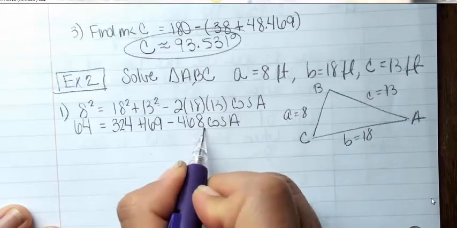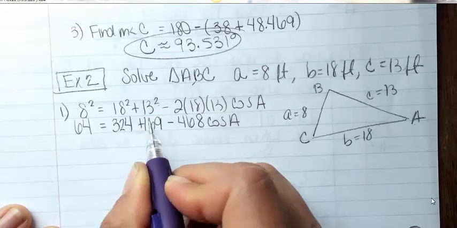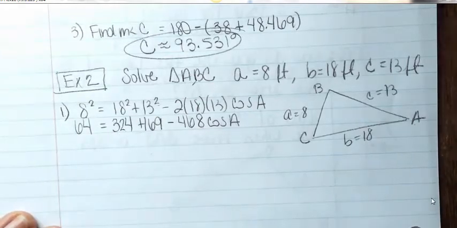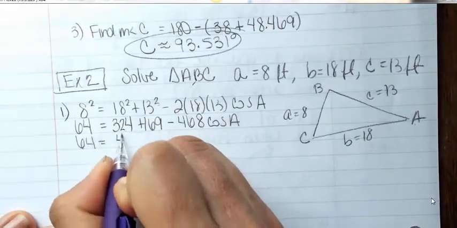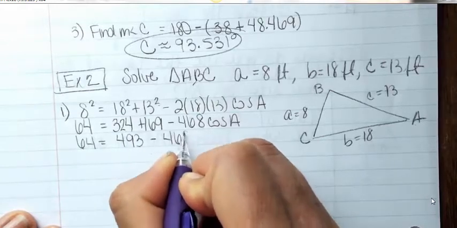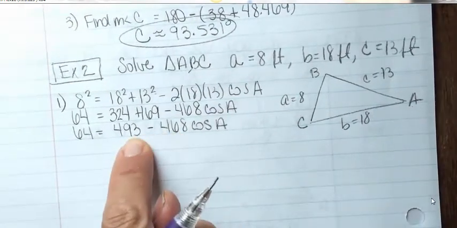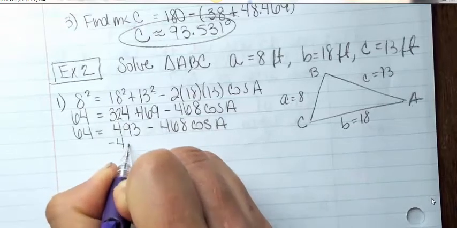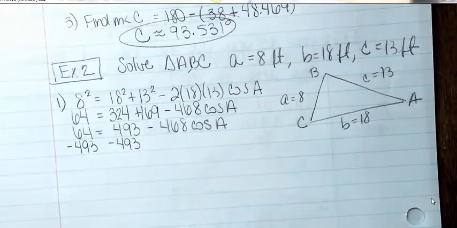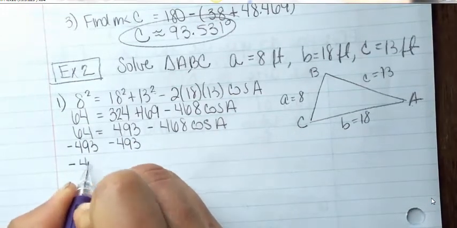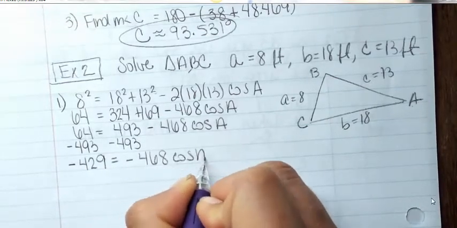So this 468 is being multiplied to cosine of A. You cannot sum it into this stuff. Okay, so let's see. 324 and 169 is that. So I got 64 equals 493 minus 468 cosine of A. So these cannot be subtracted. Instead, what you're going to do is you're going to get rid of that 493 by subtracting it from both sides. So 64 minus 493 is negative 429. And then I still have the negative 468 times cosine of A.